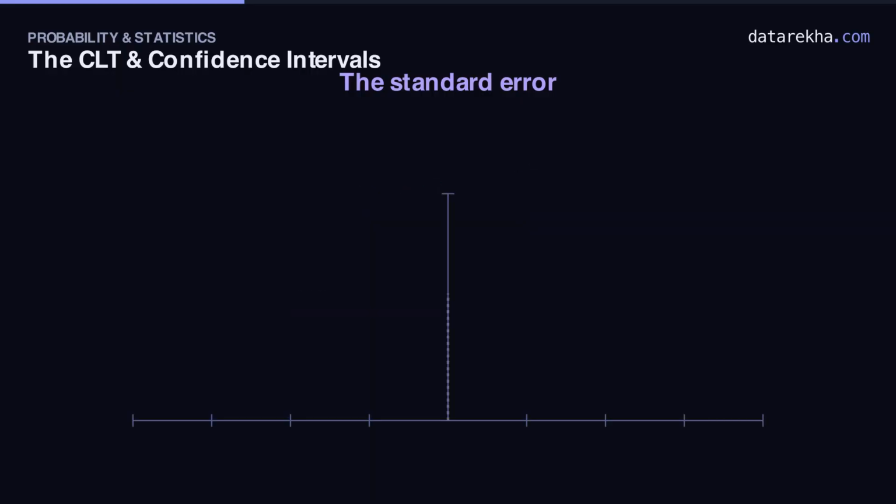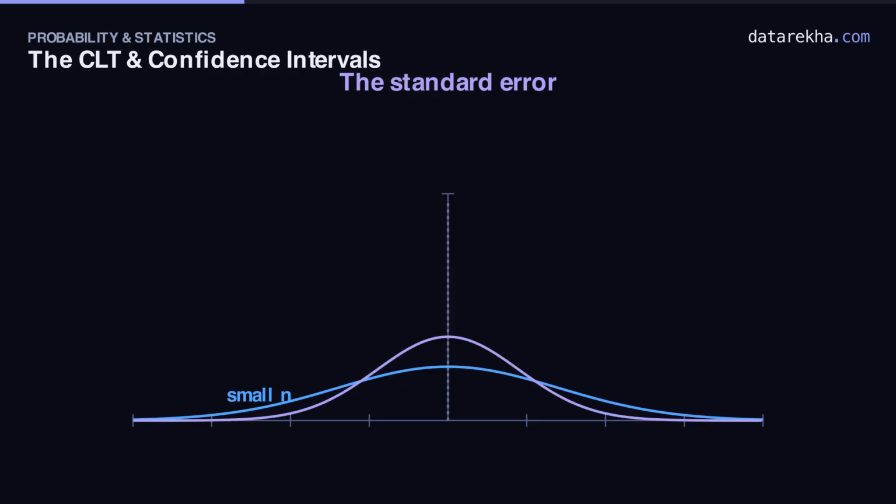Picture the distribution of x bar for growing n. Every one of these bells is centered on mu. That never moves. What changes is the width. A small sample gives a wide, uncertain bell. Grow the sample and the bell tightens around mu. The sample mean becomes a sharper and sharper estimate. That narrowing is the standard error at work.